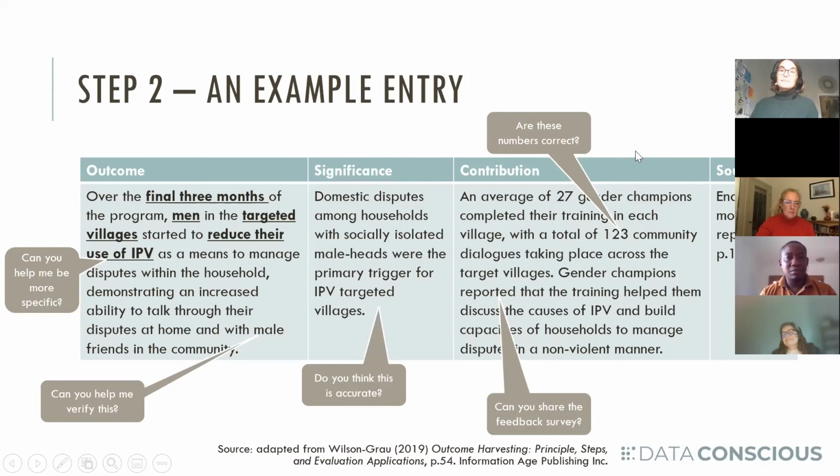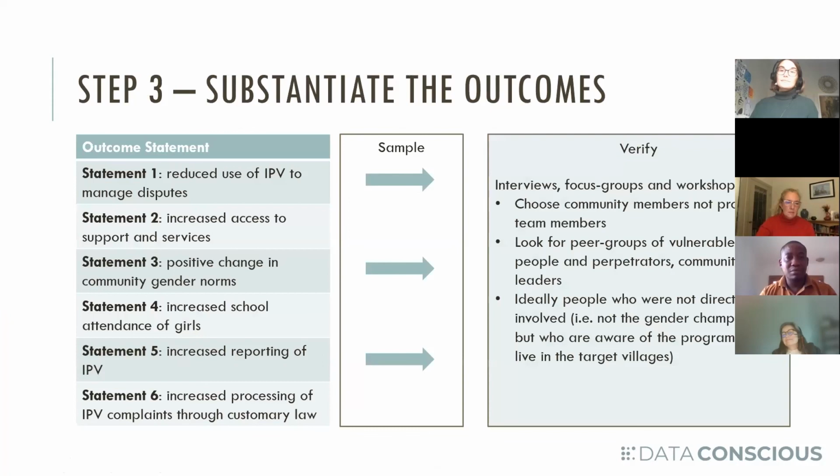So basically, in this step where you go to the primary sources, you're just asking for greater detail and greater specification to make this whole statement more solid. So that's step 2. Step 3, you then need to substantiate the outcomes that you've got so far.